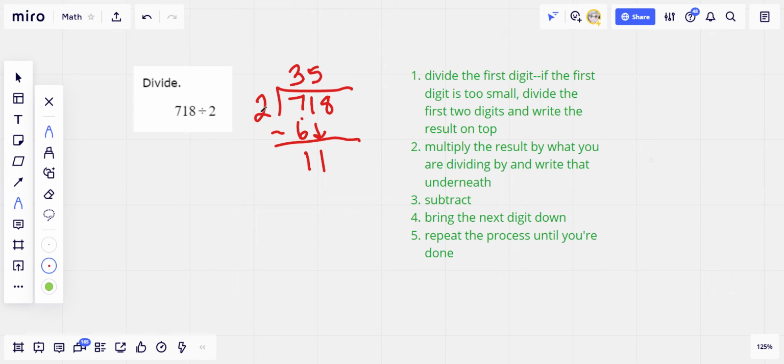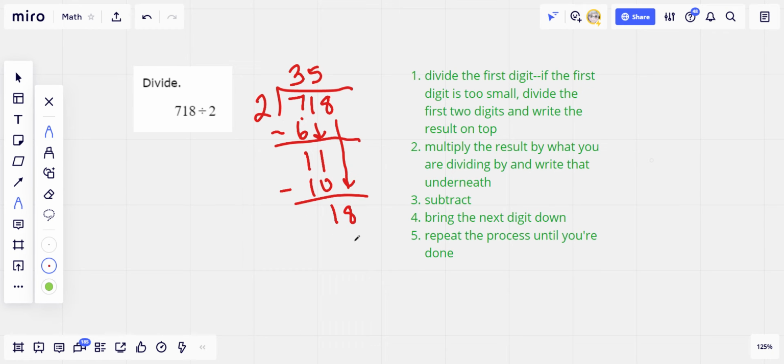And 5 times 2, now the multiplication step. 5 times 2 is 10. And then the subtraction step. So 11 minus 10 is 1. And then we bring down our last number, the 8.